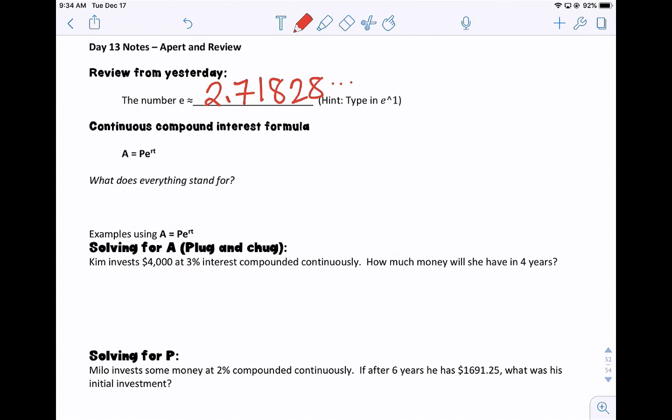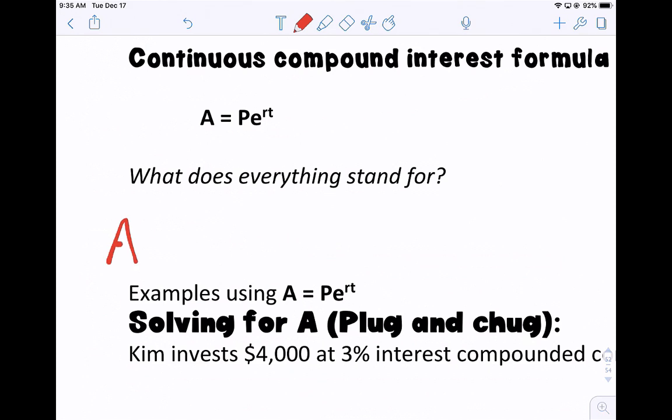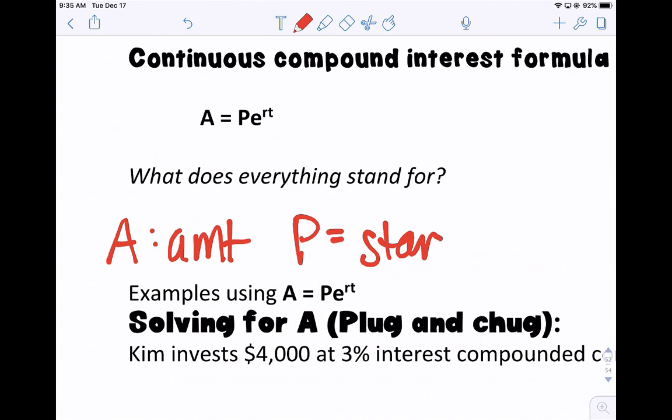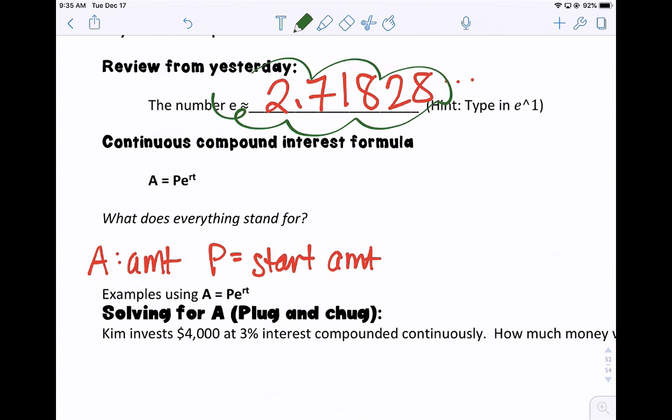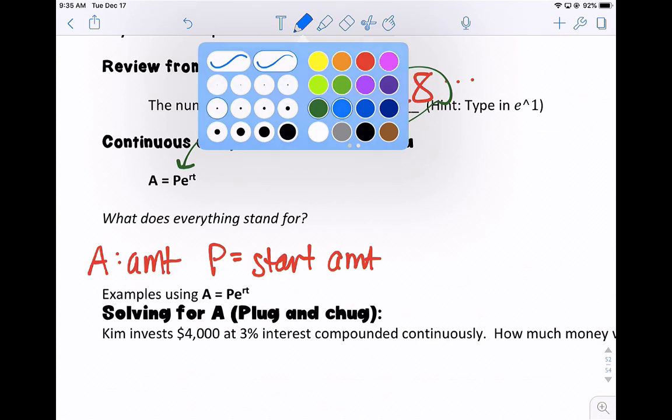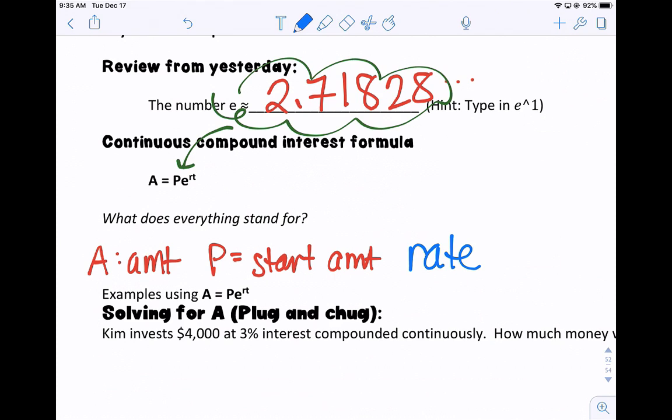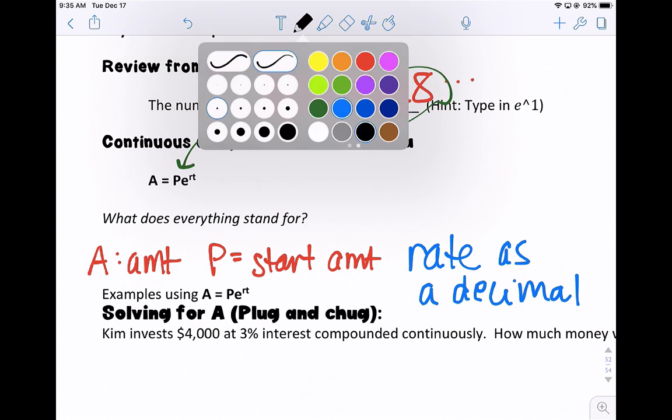Okay, so we use that when we find things that are continuously compounding. And so the formula for something that is continuously compounding is A equals PE to the RT. So let's review what everything stands for. A is the amount after a certain time. P is the starting value, principal, but I'll put the starting amount. E is, of course, this right here. R is your rate as a decimal. And T is your time.